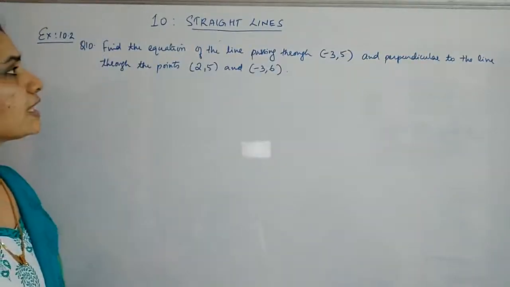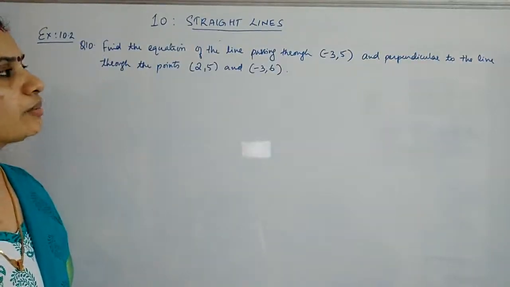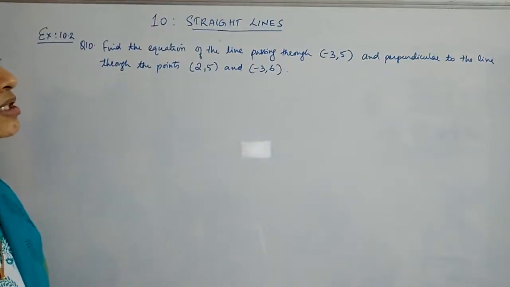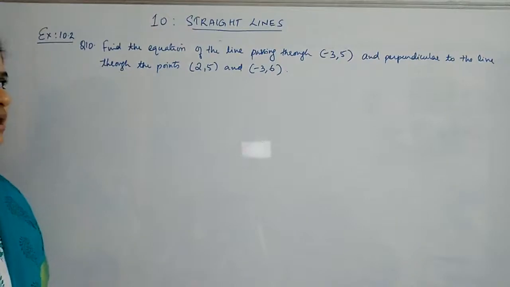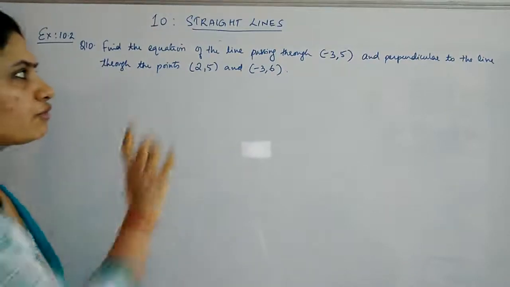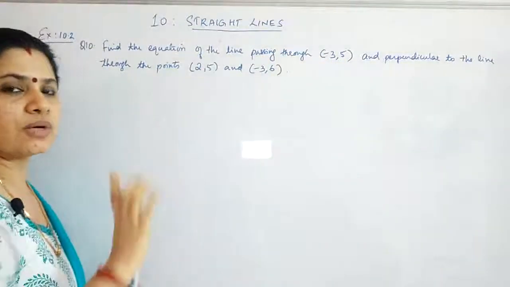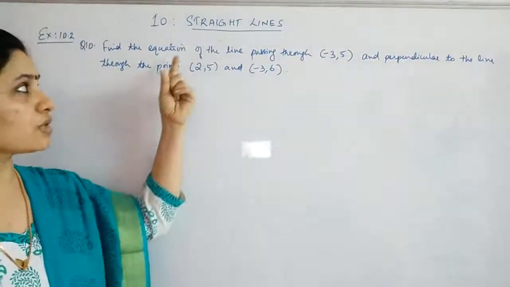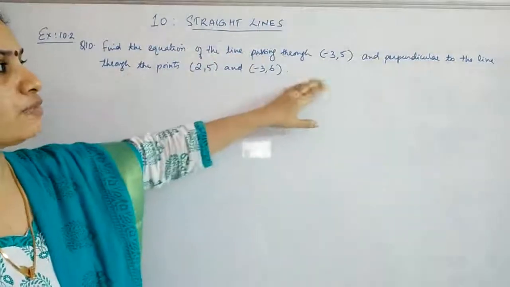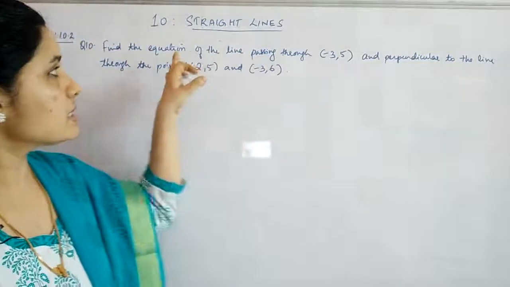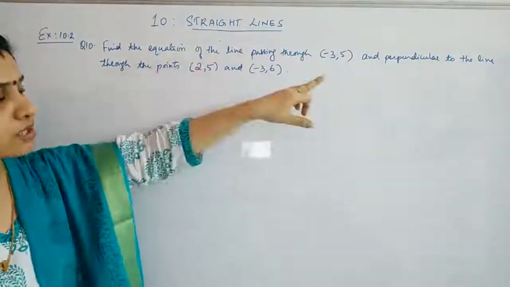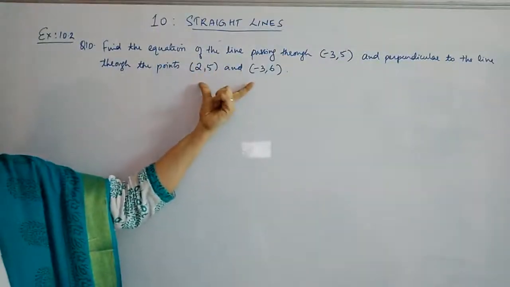Question number 10 is, find the equation of the line passing through (minus 3, 5) and perpendicular to the line through the points (2, 5) and (minus 3, 6). So you have to find out the equation of the line which passes through (minus 3, 5). That means you need one more piece of information to get the equation of the required line. But before that, this required line is perpendicular to the line which passes through these 2 points.